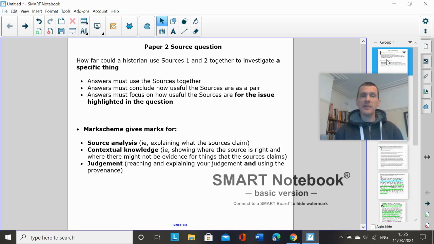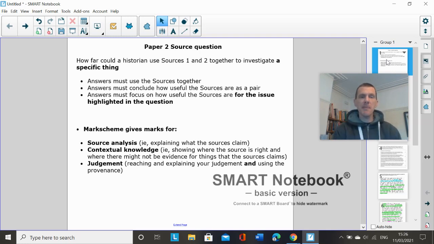It must conclude how useful they are as a pair. It certainly did that. It must focus on the issue highlighted in the question. It certainly did that, focusing on the family all the way through and explaining how they were culpable for the rebellion, but not as culpable as the sources made out.